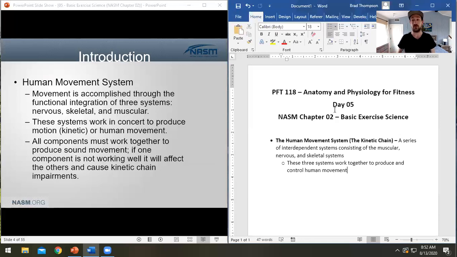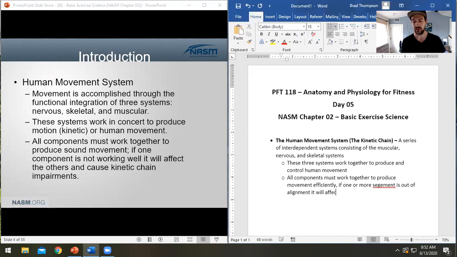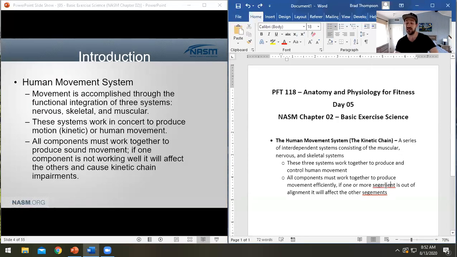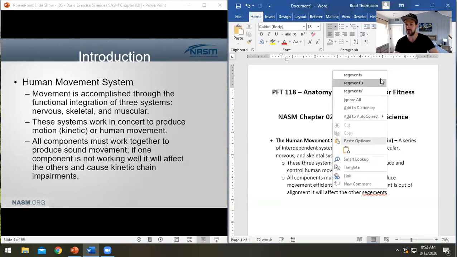So when we're looking at how to produce efficient human movement, you know, posture and things like that, we need to have an understanding of how the kinetic chain operates, right? So all components must work together to produce movement efficiently. If one or more segments is out of alignment, it will affect the other segments. So this is why it's called the kinetic chain actually, because it is like a series of links in a chain, right?